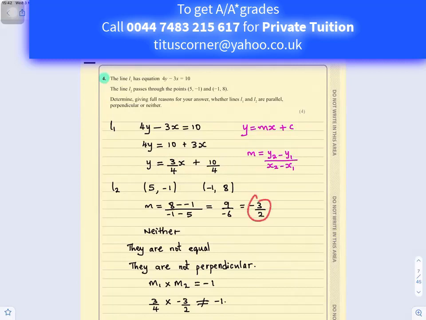Those two gradients are not the same, so they are not parallel. They are not equal, so they are not parallel. Are they perpendicular? Let's check. m1 times m2, 3 over 4 times minus 3 over 2, gives you minus 9 over 8. So it does not give you minus 1. So they are not perpendicular. So they are neither perpendicular nor parallel.